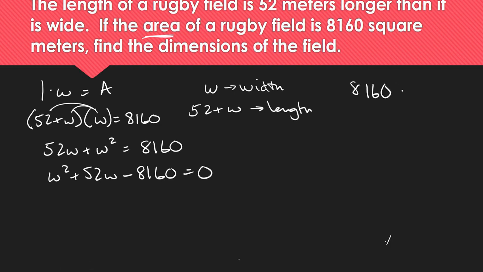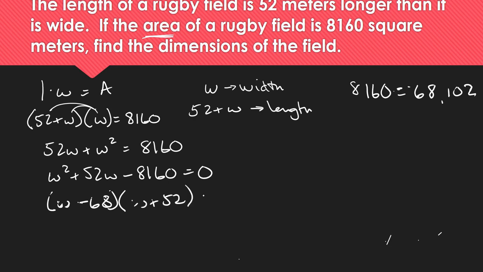All right, I'm going to give you a little hint here. 8160 has a whole bunch of factors, and I need to find two that will add up to 52. I'm going to give them to you. We'll talk in class about the best way to find these with a calculator. So my factors will be W, and I need a minus and a plus here. W minus 68 times W plus 52. All right, finish this off. Get me a solution. We've done the factoring, and I will see you in class.